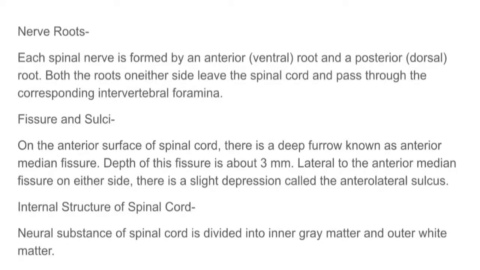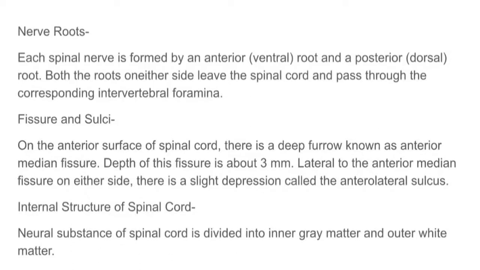Fissure and sulci. On the anterior surface of spinal cord, there is a deep furrow known as anterior median fissure. Depth of this fissure is about 3 mm. Lateral to the anterior median fissure on either side, there is a slight depression called anterolateral sulcus.